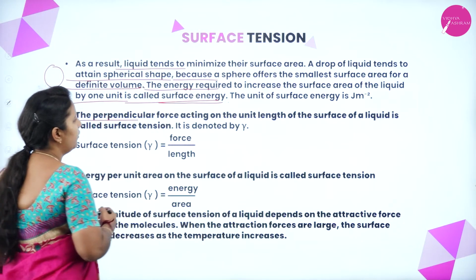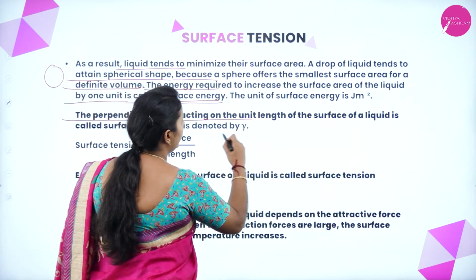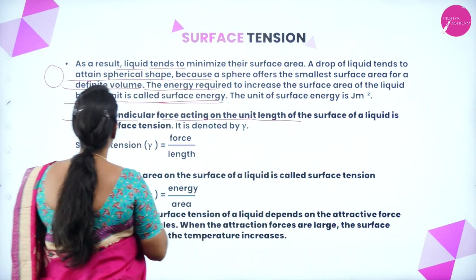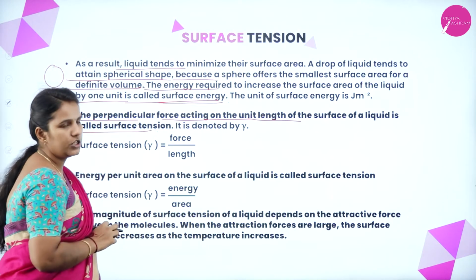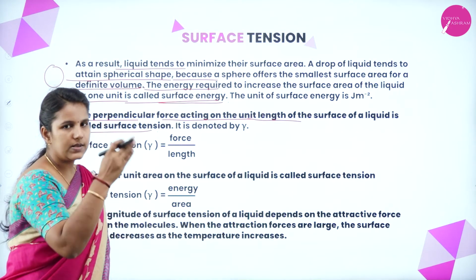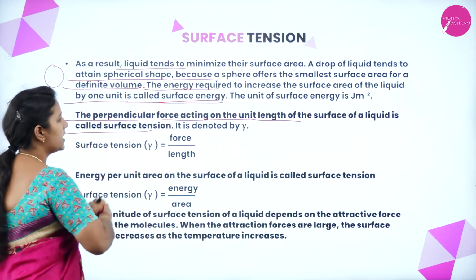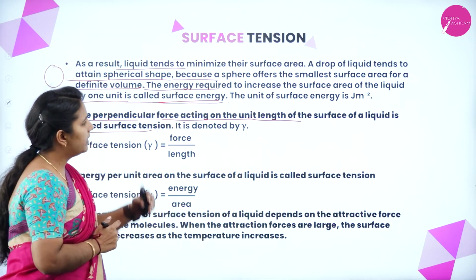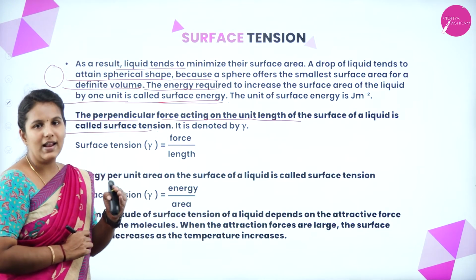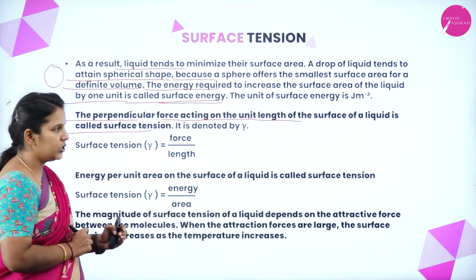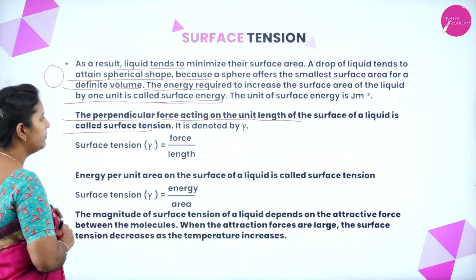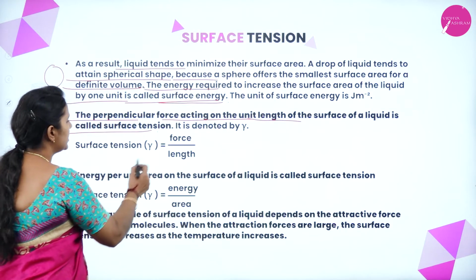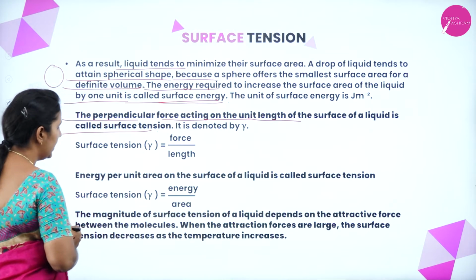The perpendicular force acting on the unit length of a surface of the liquid is known as surface tension. What is the surface tension? It is a perpendicular force acting on the unit length of the surface of the liquid, and it is denoted by gamma. That is, surface tension is equal to force divided by length.